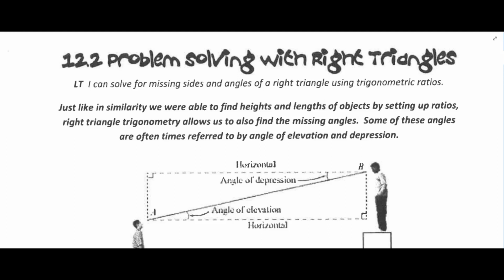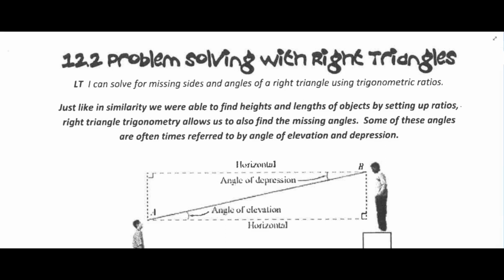In this video we are continuing with right triangle trig, and more specifically we're going to be looking at using right triangle trig to solve some application problems. So we're going to be solving for missing sides and angles of a right triangle using trigonometric ratios, and just like in similarity we were able to find heights and lengths of objects by setting up ratios. Right triangle trigonometry allows us to also find the missing angles.